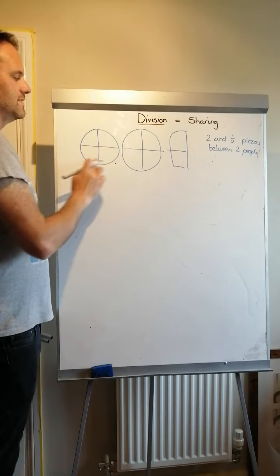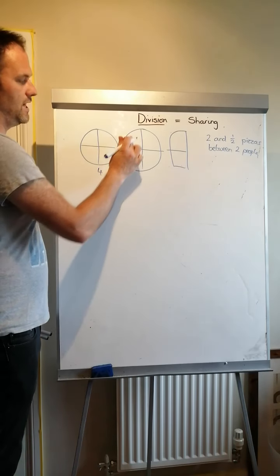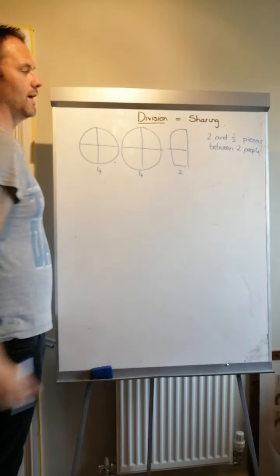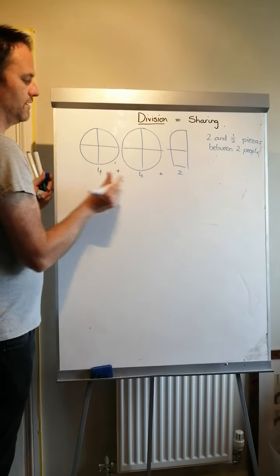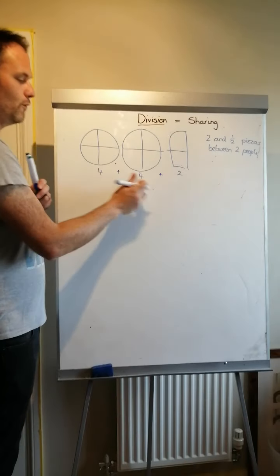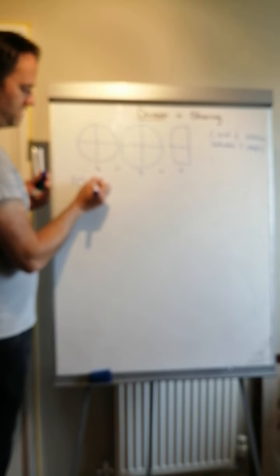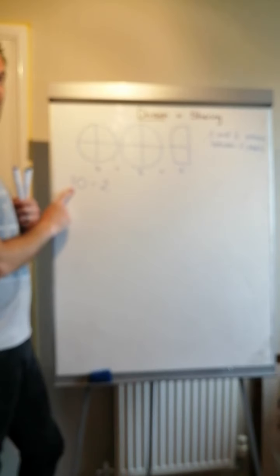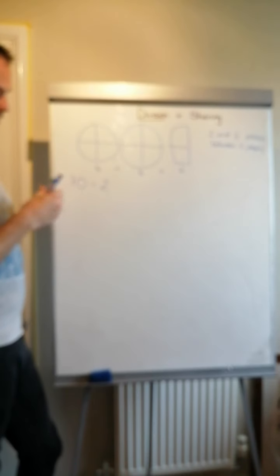Best way to do it is to divide each pizza up into quarters. So here we've got 4 pieces, here we've got 4 pieces, and here we've got 2 pieces. Okay? Right, so how many pieces have we got all together? Let's add them together. 4, add 4, add 2. Well, 4 and 4 is 8. Add another 2 is 10. So now we've got 10 divided by 2, which is exactly the calculation that we started with. So we've got 10 is our total into 2 groups.